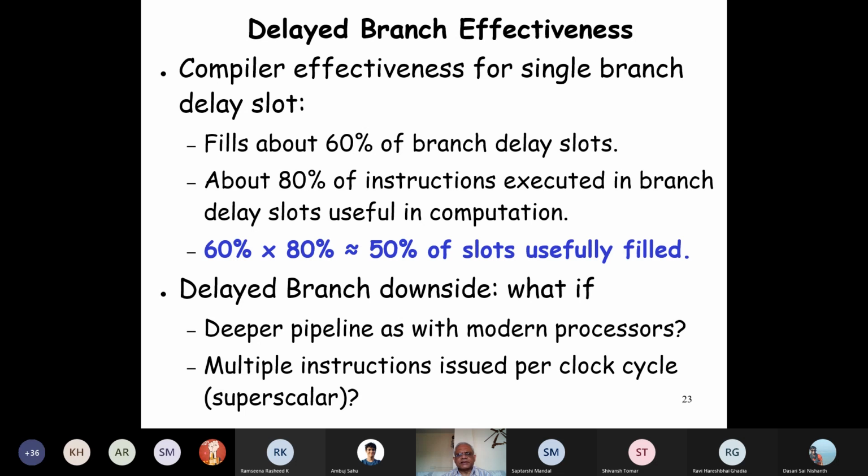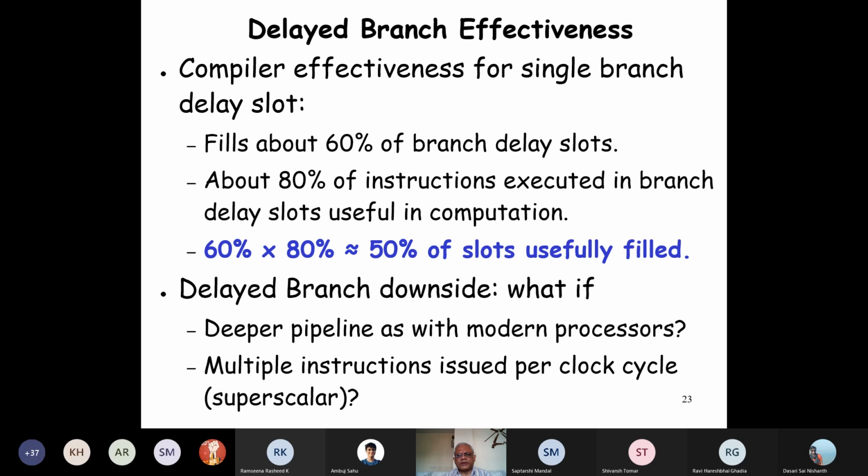And typical experience is that for a simple processor like MIPS, 60% of the delay slots are filled. For deeper pipelines, it will be much less because many more delay slots have to be filled. Here only 2, so we are able to fill 60%, and 80% of the instructions executed are useful computation. So that means roughly 50% of the slots are usefully filled.